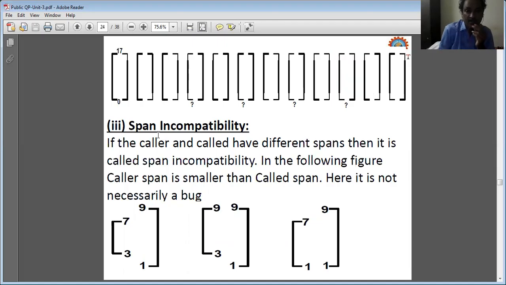The most important topic is span incompatibility. If the caller and called have different spans, then it is called span incompatibility. If the caller and called have the same span, then it is called span compatibility. In the following figure, the caller span is smaller than the called span. Here it is not necessarily a bug. See here, 3719 different, 3919 different, 1719 different.